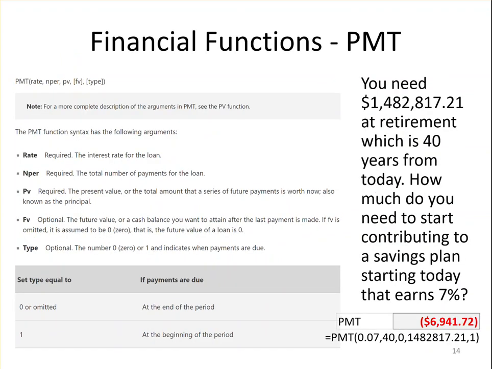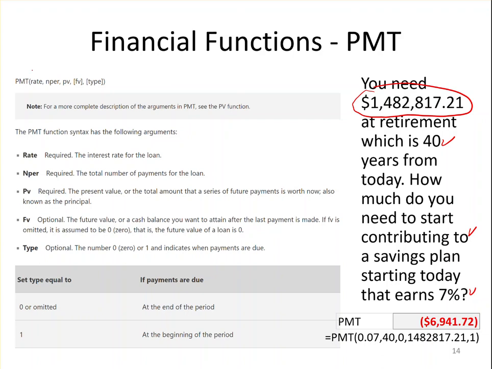Here's an example of a payment function. So you've already said that you need $1.4 million at retirement, which assume is 40 years from today. So say you're 22 years old and you want to retire at, say, 62. How much do you need to start contributing to a savings plan today if your savings plan earns 7%? Well, you can use a payment function.